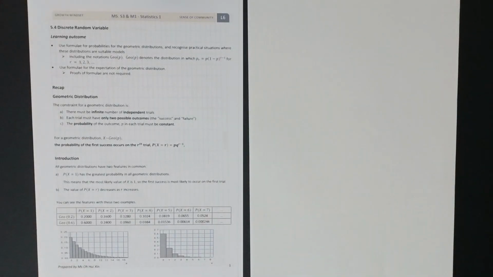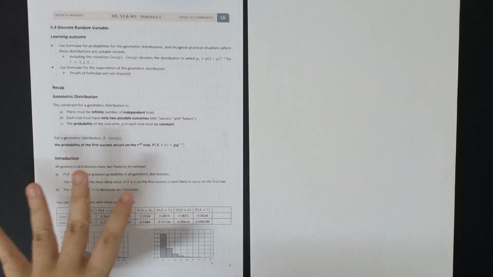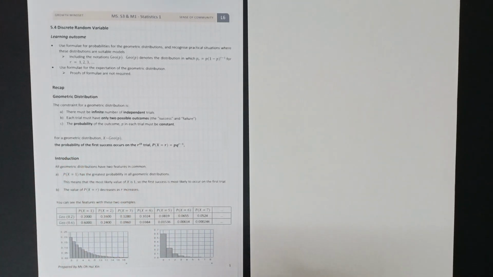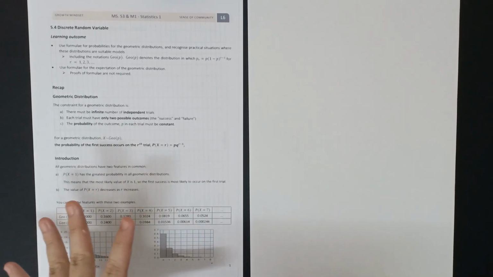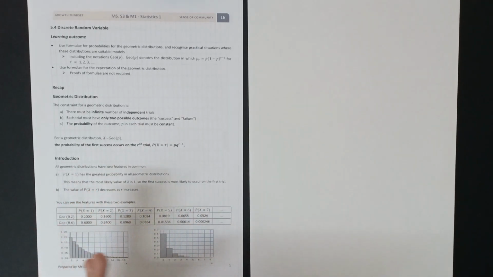Alright, so for today's lesson, we'll be entering the last lesson for chapter 4, which is discrete random variable, and today we'll be covering the last learning outcome, which is how to calculate the expectation of geometric distribution. But before I move into that, I would like to make some further explanation on the things that we learned in previous classes, because this is the last lesson that we will be doing for this chapter. Then next week, we're entering chapter 5, which is the last chapter for your statistics.